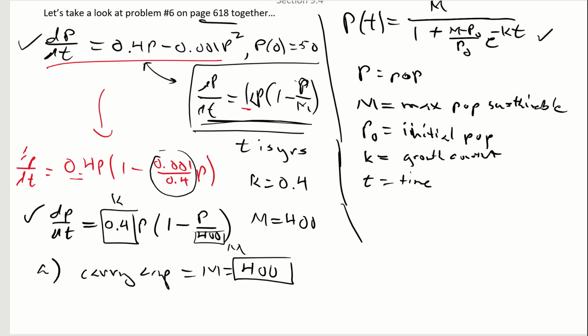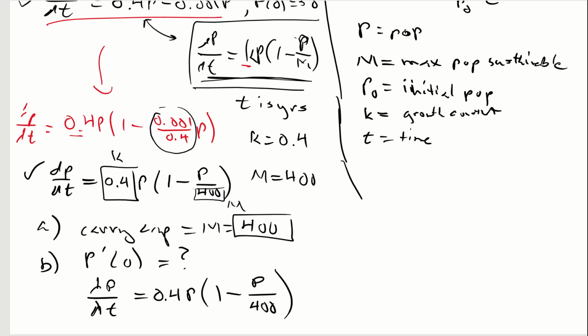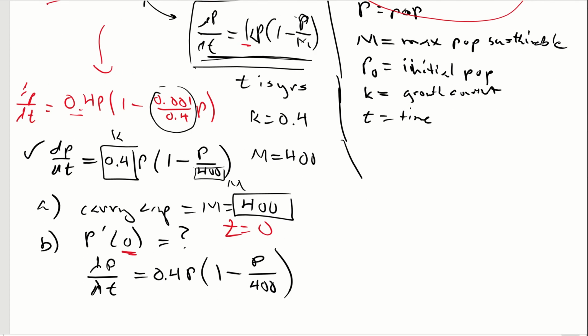Part B is saying, what is p prime of 0? B, what is p prime of 0 equal to? Okay, well, p prime is this, dp dt is equal to this formula, 0.4p times 1 minus p over 400. I could tell you what it is if I knew what p was. Dang it, what is p? This 0 that you're plugging in is actually t equal to 0 because it's a function of time. Way up here, here's your formula. It's a function of time. The only live wire is that t right there in the exponent of e. So I know that 0 is t.